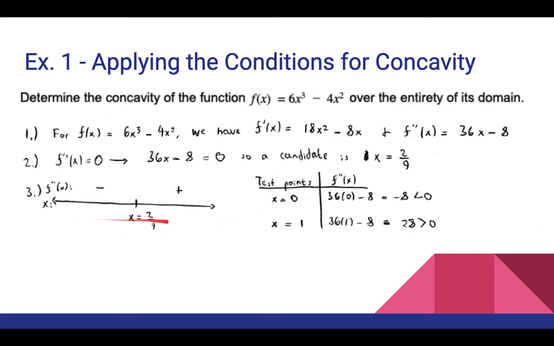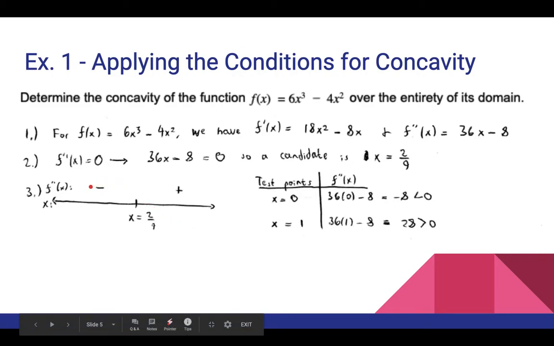So now what we can do is set up a number line right here, just as we did with the first derivative test, where we have x equals 2/9 as our possible inflection point, and then we use test points for x less than 2/9 and x greater than 2/9 to determine the concavity of our function. So for x equals 0, a test point less than 2/9, we get that our second derivative is less than 0, while for x equals 1, our second derivative is greater than 0.